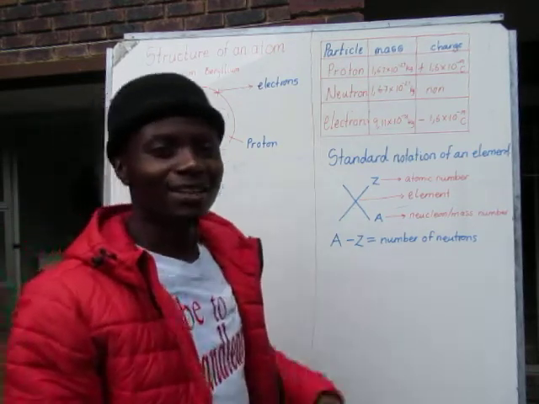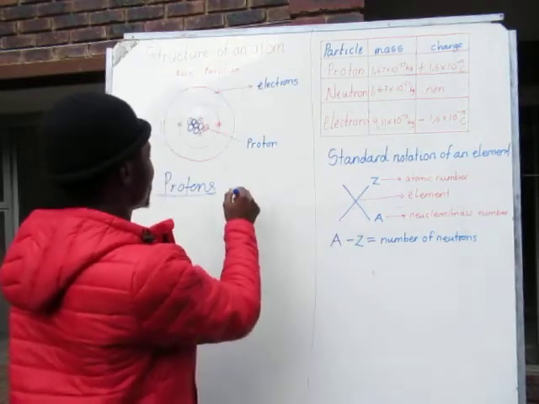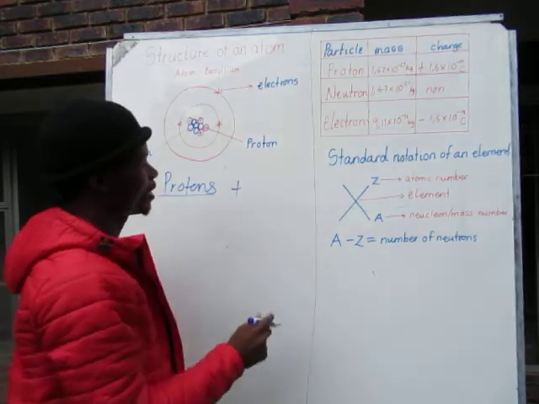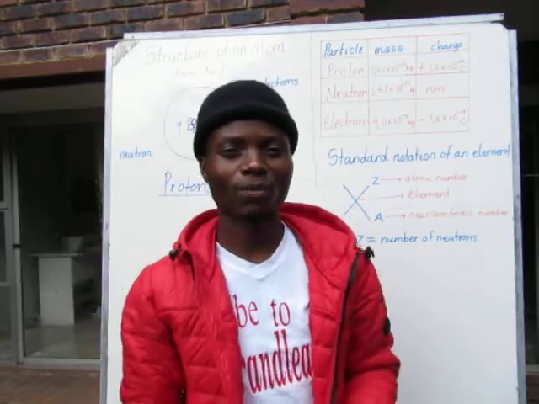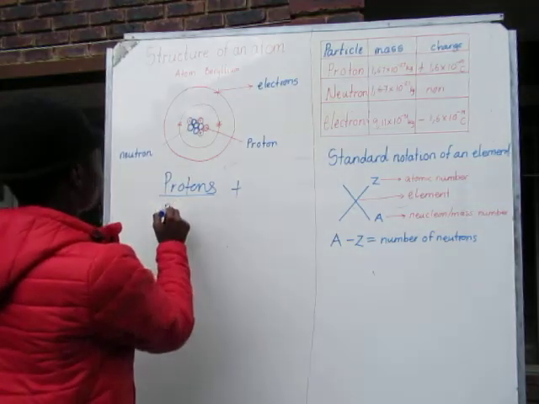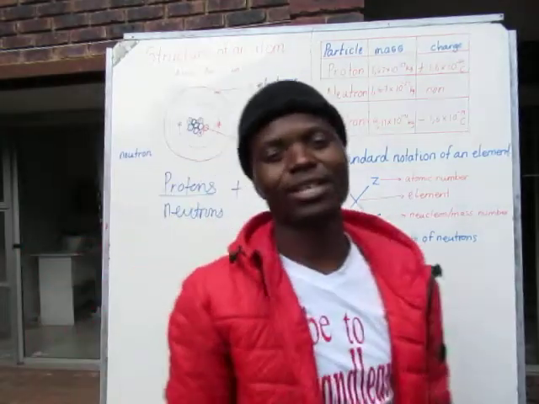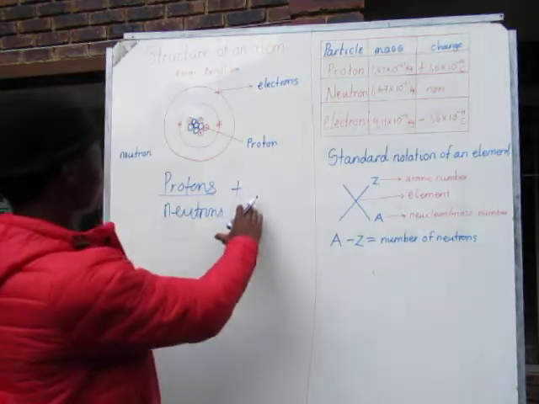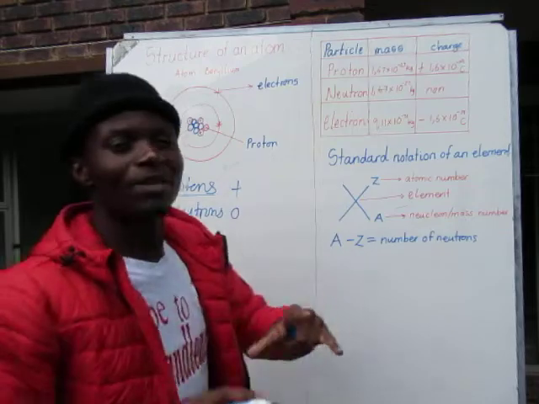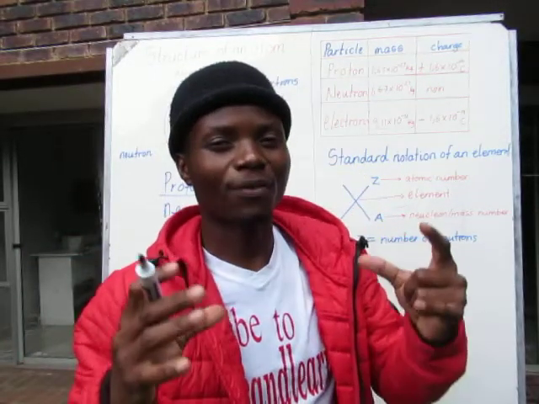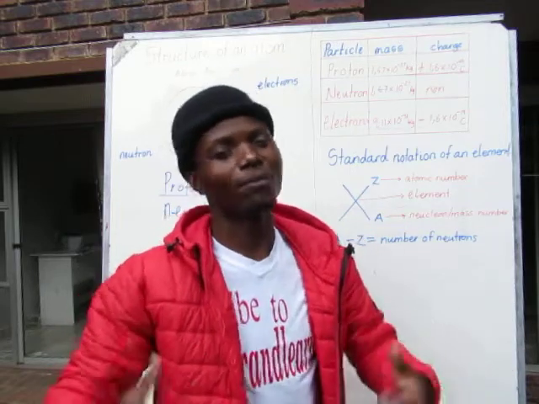Protons are found at the center of the atom. Protons are positively charged, so they have a charge of positive. And at the nucleus, or at the center, we also have what are called neutrons. The neutrons do not have any charge, so that means the protons are positively charged and the neutrons do not have any charge. These two are found at the center, or they make up the center of every atom.